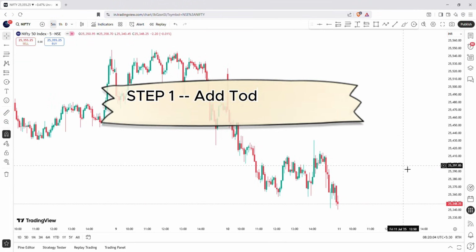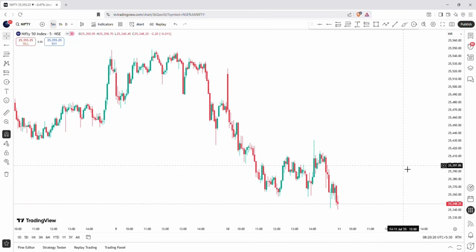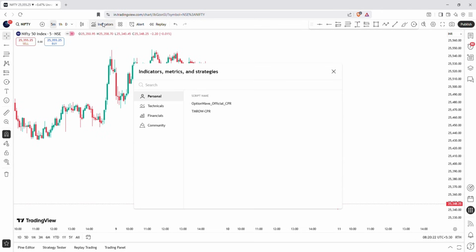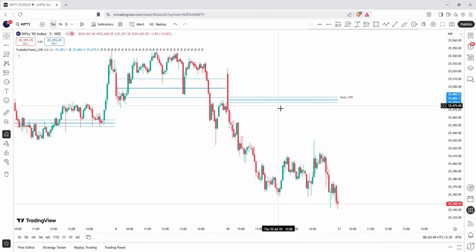Now let's see how to add these indicators on your chart. Step 1. Add today's CPR plus pivot levels. The first indicator I use is called CPR with pivot points, trade by trend. Let me show you how to add it. In TradingView, click on the indicators at the top. In the search box, type CPR with pivot points. Look for the one by trade by trend. Click to add it. Now you can see the indicator added on your chart.